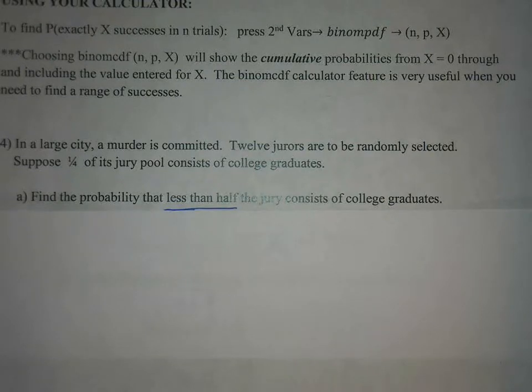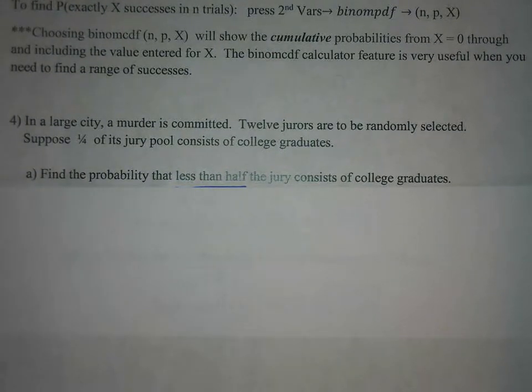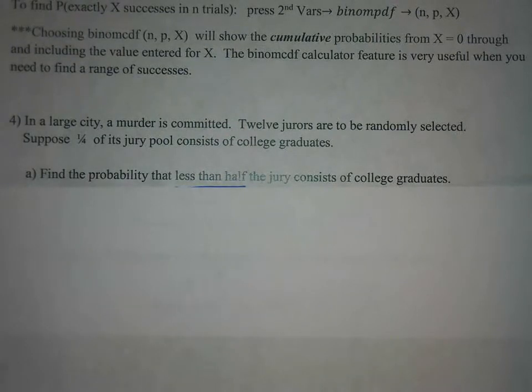And again, I don't want to gloss over the idea that you need to identify this as a binomial situation. They're either a college graduate or they're not. We have a fixed number of trials because we're choosing 12 people. We can classify success as getting a college graduate. When you choose a juror, if they're a college graduate, that's a success. Not a college graduate will be a failure.